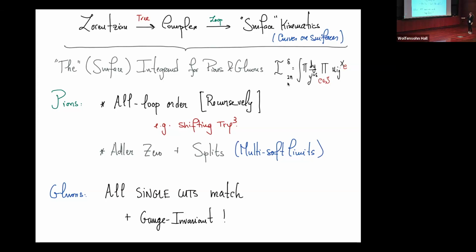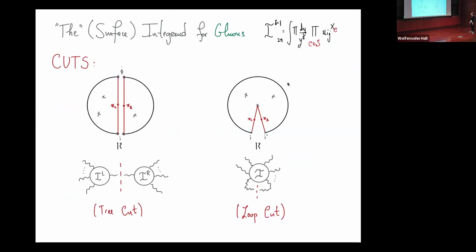For pions, we can compute them recursively to all loop orders, very simply by just shifting trace phi cubed. And very nicely, the objects that we get have both the Adler zero as well as all these split properties that I talked about directly at the level of the loop integrand. And for gluons, we have an object where all the single cuts match, and that on top of that is gauge invariant directly at the level of the loop integrand.